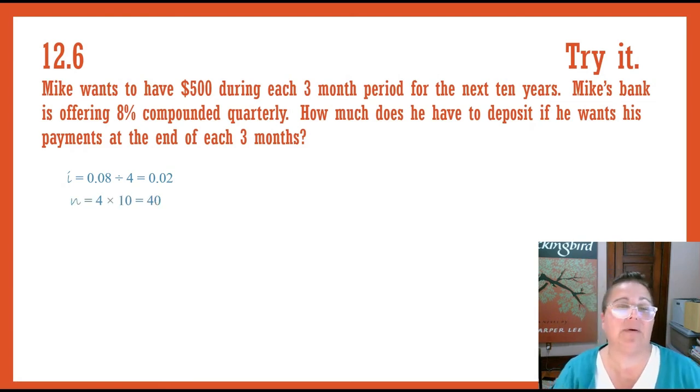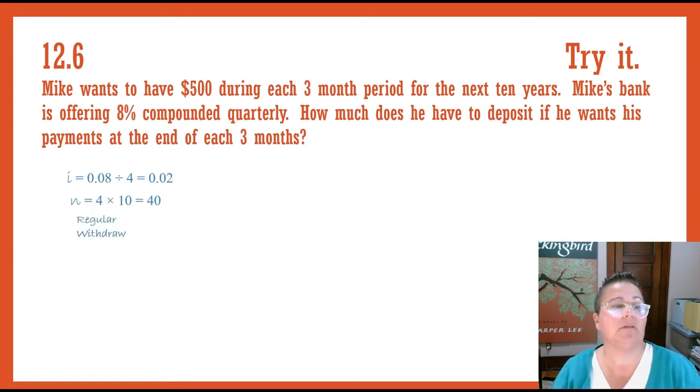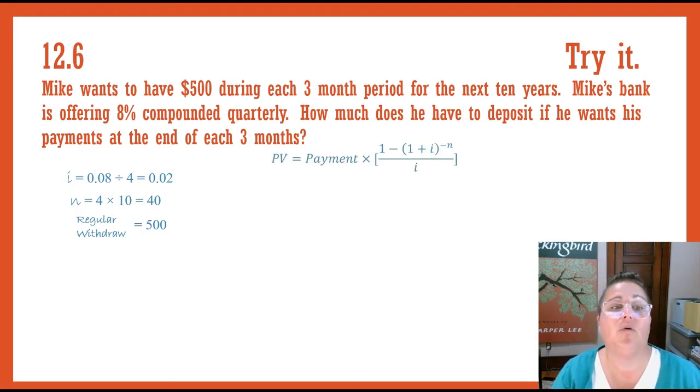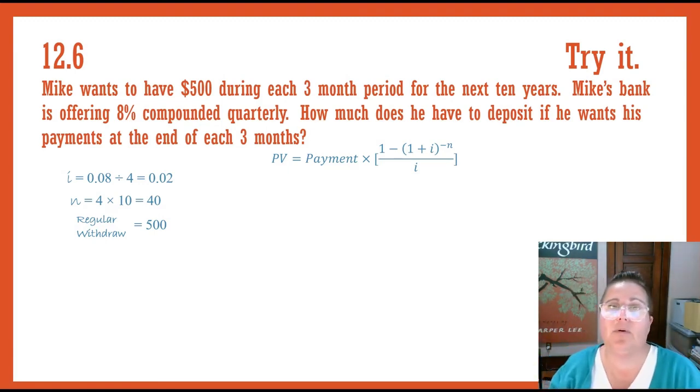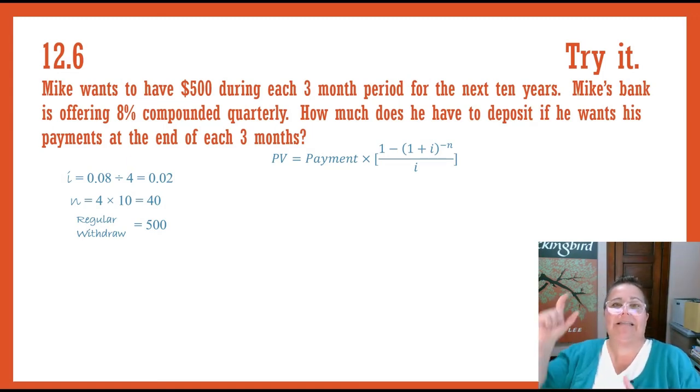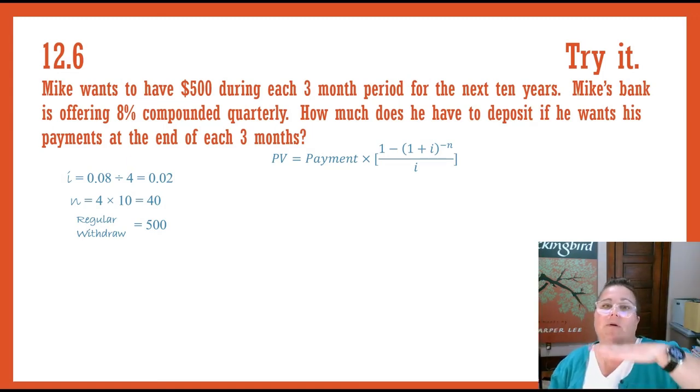My N value is 4 times a year for 10 years or 40 different compounds. The regular withdrawal amount is going to be $500. So that's my payment, that $500. The formula is that the present value is equal to the payment times square brackets, just another way of doing parentheses. In the numerator, I have 1 minus 1 plus I to the negative nth power. And then I'm going to divide all of that by the interest per period again.